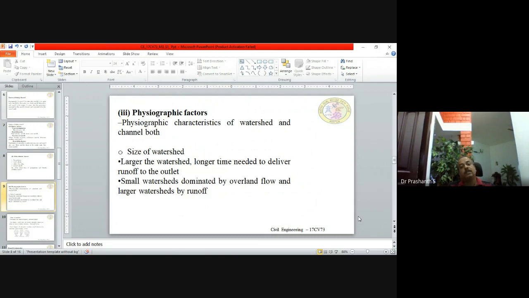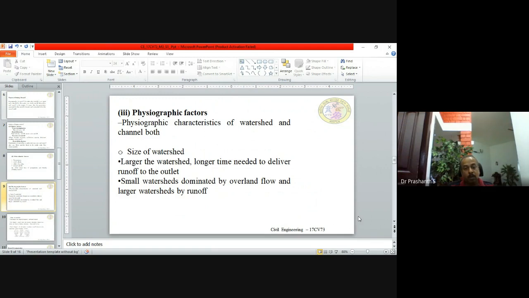Coming to the third factor, physiographic factors. Physiographic factors mean the characteristics of the watershed and the channel. It's both. What are the factors? One is the size of the watershed. See, if the watershed is larger, a longer time is needed to deliver the runoff to the outlet. That you have to keep in mind.